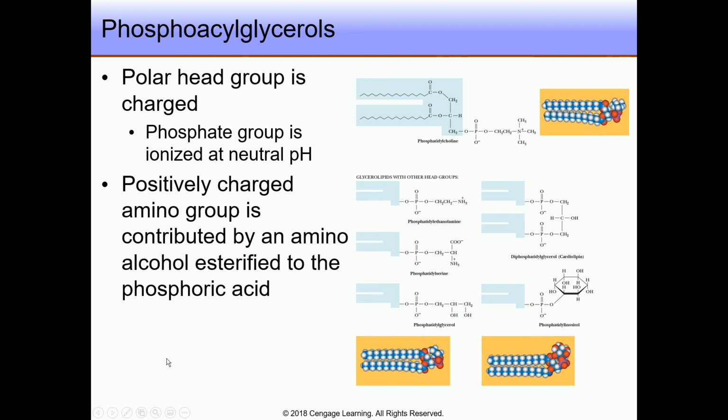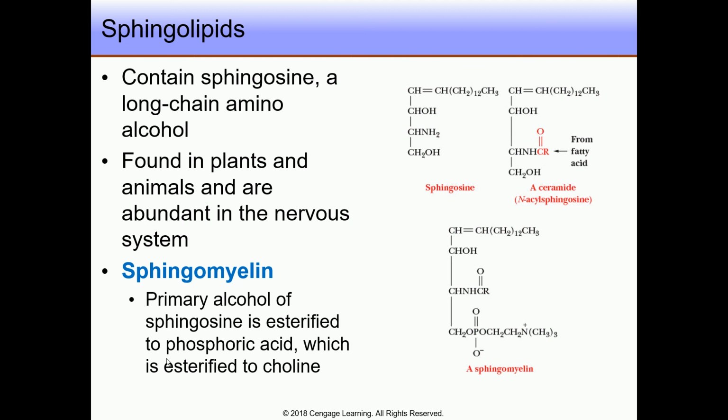Next category is sphingolipids. Sphingolipids are different from all the lipids we have just discussed because they do not have glycerol in them. So what do they have? Instead of glycerol, they have sphingosine in them. Now what is sphingosine? This is the structure of sphingosine.